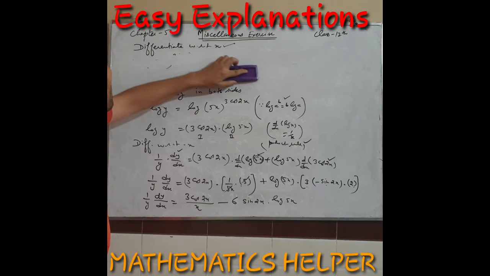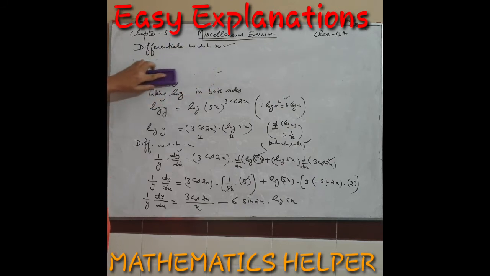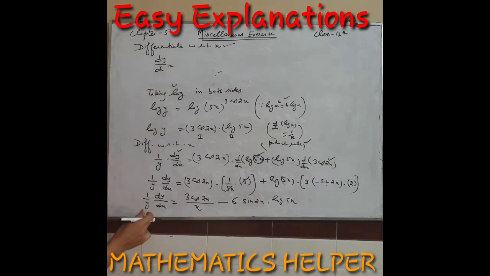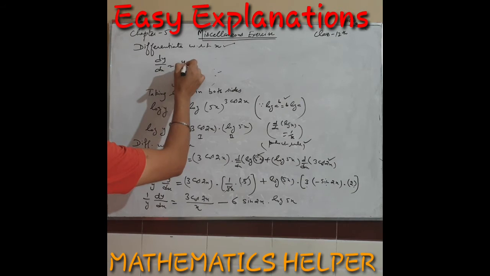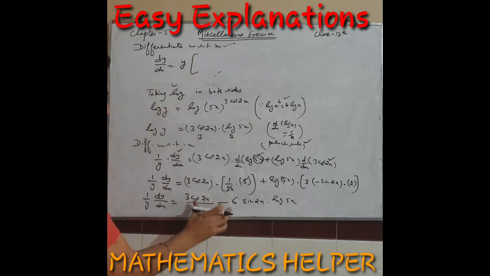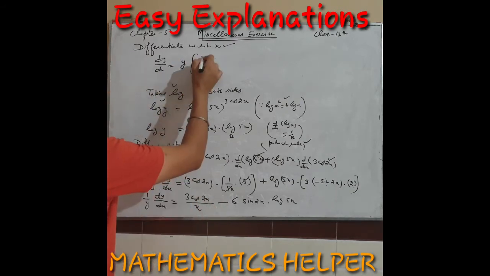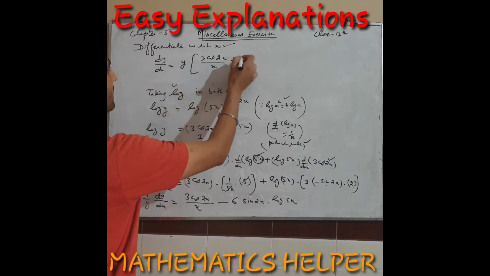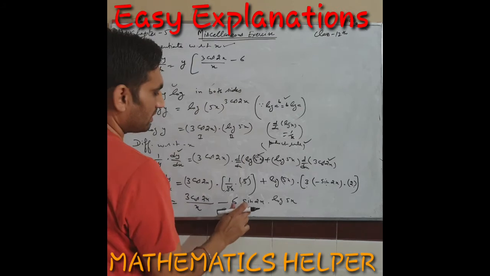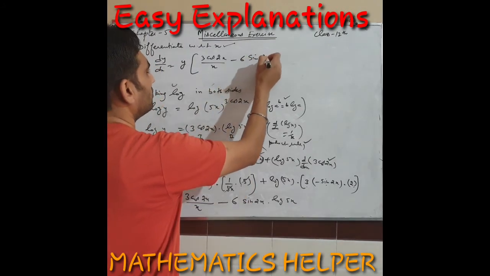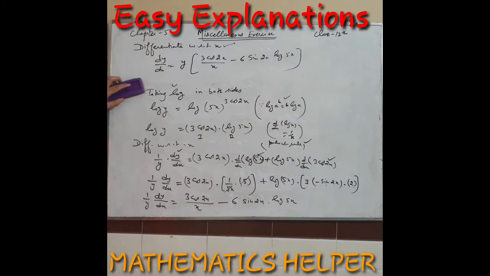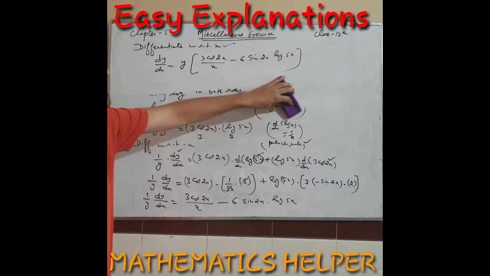First of all, you have to shift y to the right side. When you shift y to the right side, it will be dy over dx equal to, this y will get multiplied with the right side. So y into, see what is next? 3 cos 2x over x minus 6 sine 2x log 5x. So we have this, and you can do further changes.